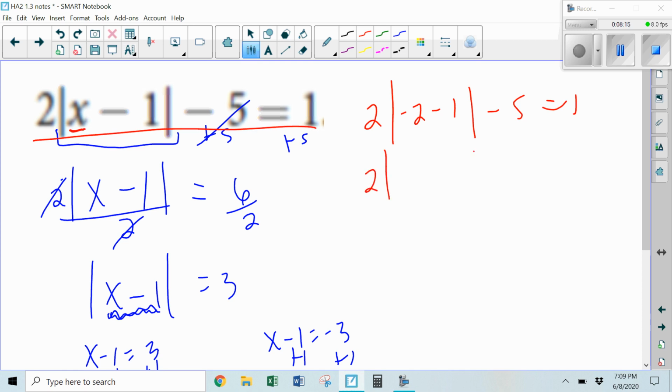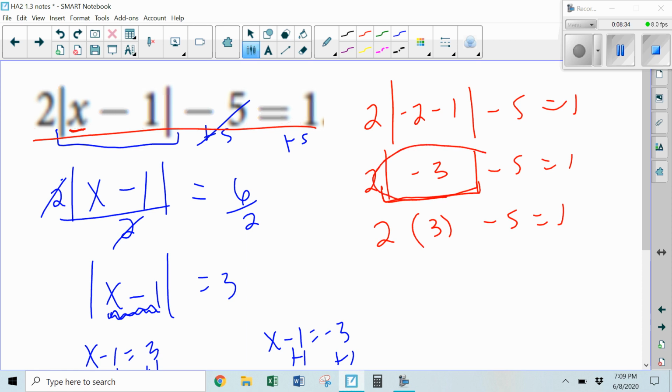Let's go ahead and simplify the absolute value part. -2 minus 1 is -3. Now, the absolute value of -3 is 3. Since I applied the absolute value, I don't have to put the bars anymore. Now it's just a 2 times whatever this was, which was 3. So 6 minus 5, which does work out. So I know my answer is correct.